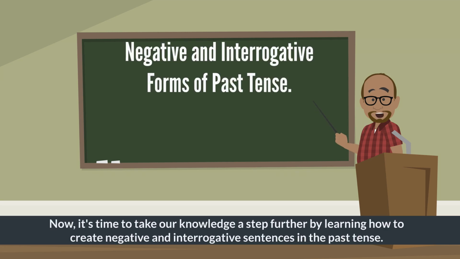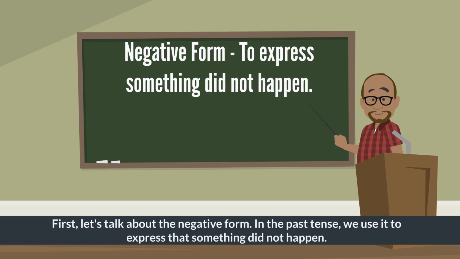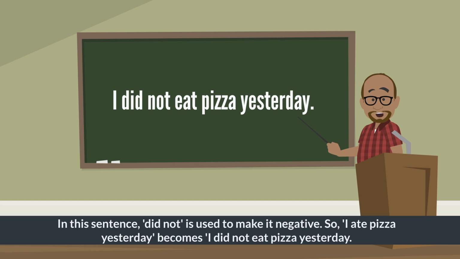Now, it's time to take our knowledge a step further by learning how to create negative and interrogative sentences in the past tense. First, let's talk about the negative form. In the past tense, we use it to express that something did not happen. In this sentence, did not is used to make it negative. So, I ate pizza yesterday becomes I did not eat pizza yesterday.